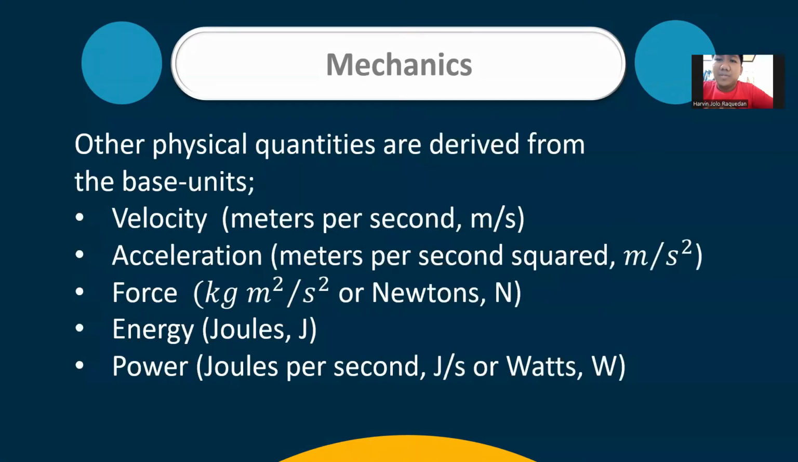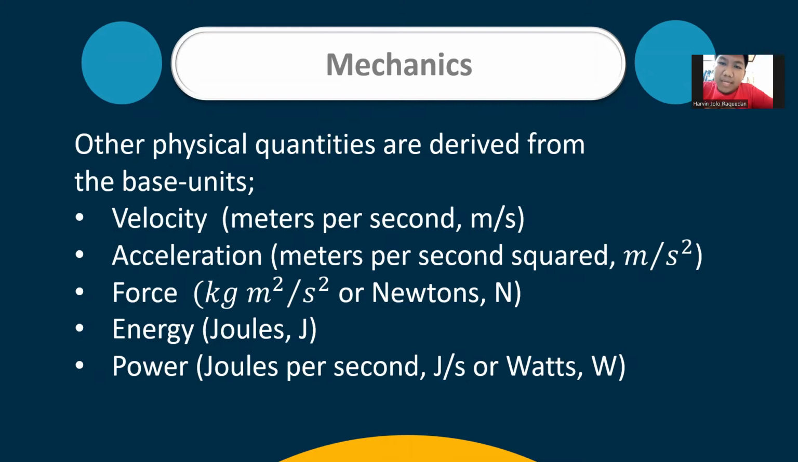There are also some other physical quantities derived from the base units, which is the velocity. Velocity is meters per second, so it is the length over time. The acceleration is the derivative of the velocity, so it has a unit of meters per second squared. The force is measured in Newton. So Newton is kilogram meter per second squared.